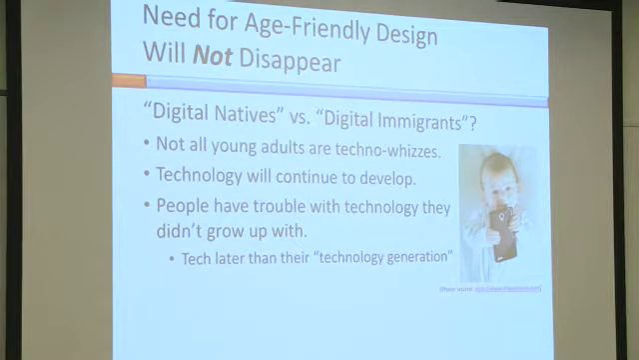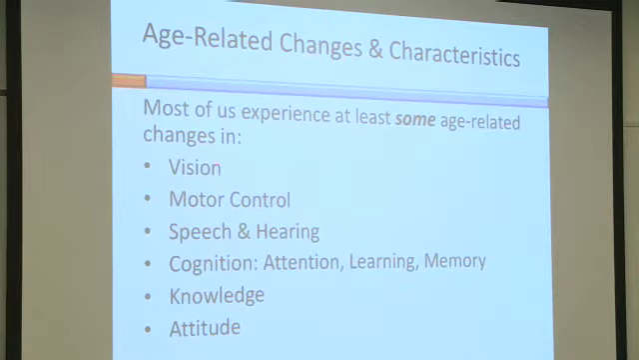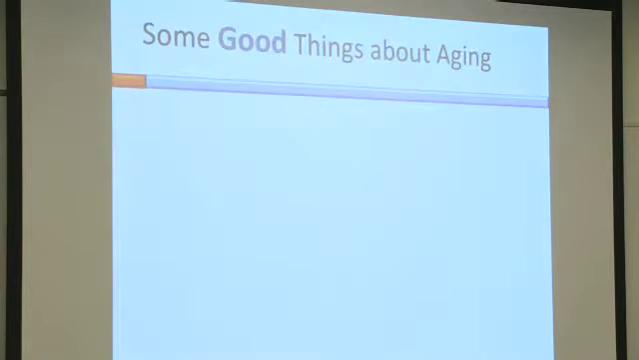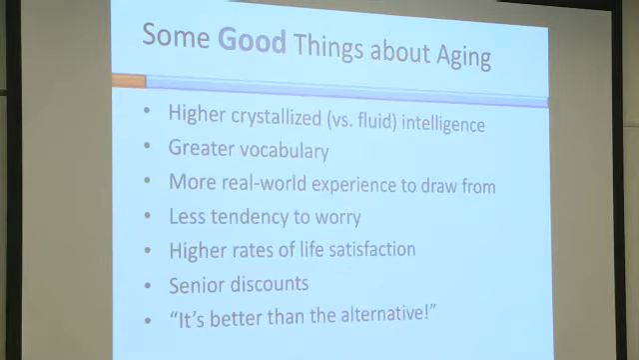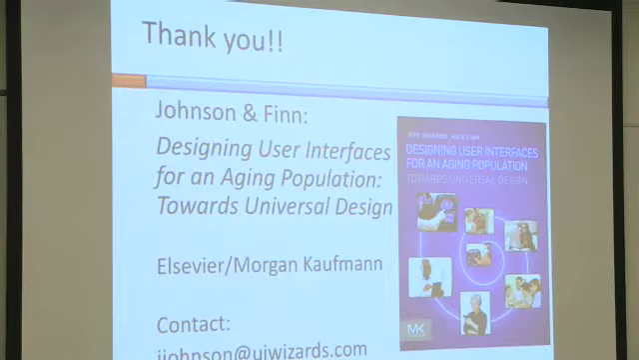So all I basically want to say is that people have trouble with the technology they didn't grow up with. And any tech later than their technology generation is going to be problematic for them. The final thing I want to say is most of us, in addition to all of that, experience age-related changes in these things: vision, motor control, speech and hearing, cognition, knowledge, and attitude. So I'm going to skip this slide and basically put this slide up, which is a summary of what I've just said, and point you to the book if you're interested.